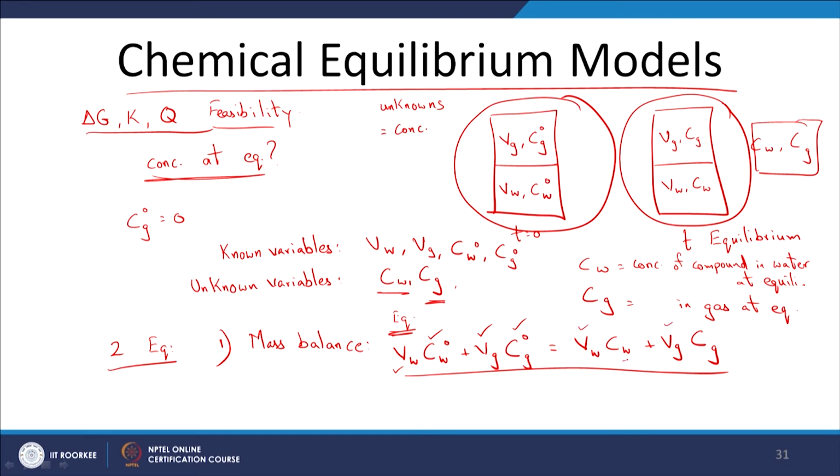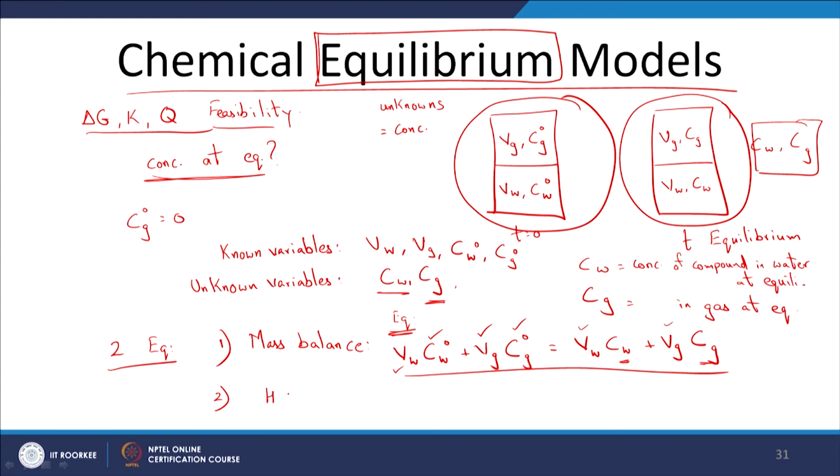So, we are still left with two unknowns and one equation. What are we missing here? We need one other equation to be able to solve that. The key is that this is an equilibrium model. So, the equilibrium between the gaseous and the aqueous phase is something we need to consider.